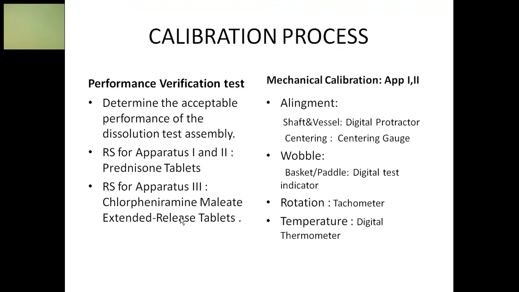Next is a rotation check of RPM, that is whether the RPM reading is coming correct as per the rotation of the shaft. For that we use a specific instrument called a tachometer, and a deviation of plus minus 1 RPM is allowable. Lastly, we have temperature, for which we use a calibrated digital thermometer, and it allows a deviation of plus minus 0.4 degree Celsius. So these are some of the calibration processes which are used.